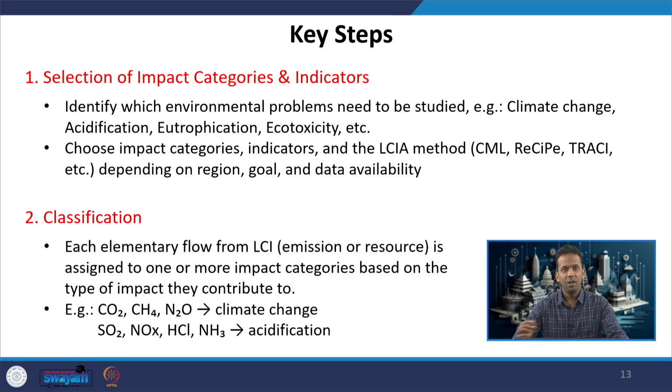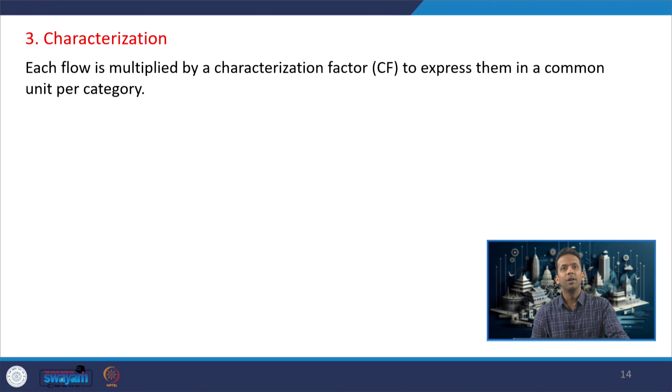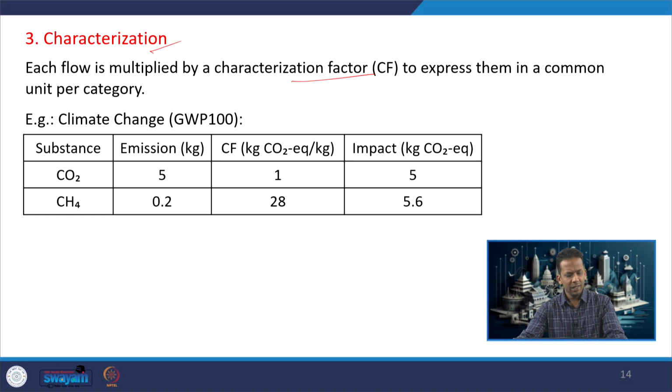So, just revising the key steps. The first was selection of impact categories and indicators. Second was classification of the data given in the inventory table into specific categories. The third is characterization. Each flow is multiplied by a characterization factor so that it can be expressed in a common unit per category. That is what I told earlier, like methane, CO2, carbon monoxide or N2O can be converted to kg CO2 equivalent. Let us take one example.